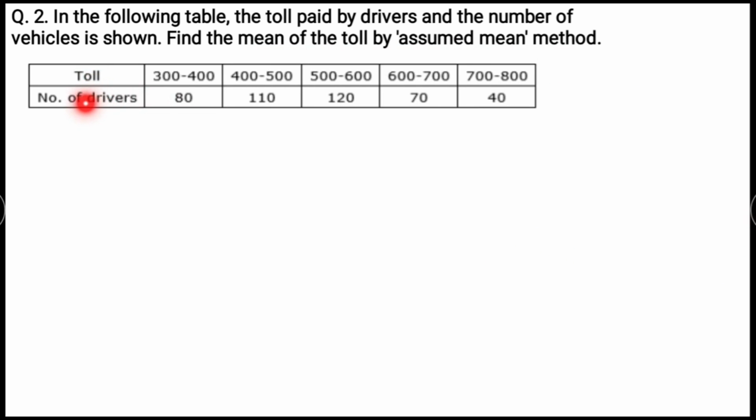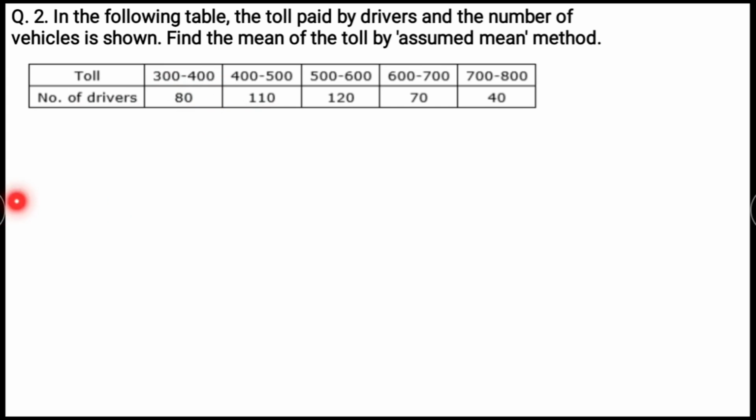Now see question number two. In the following table, the toll paid by drivers and the number of vehicles is shown. Find the mean of the toll by the assumed mean method. So here the table is given. In the first row, the toll paid in interval form is given, and in the second row the number of drivers are given.